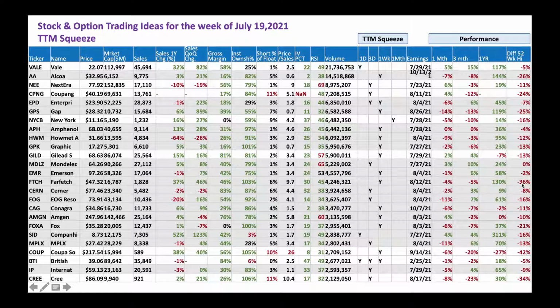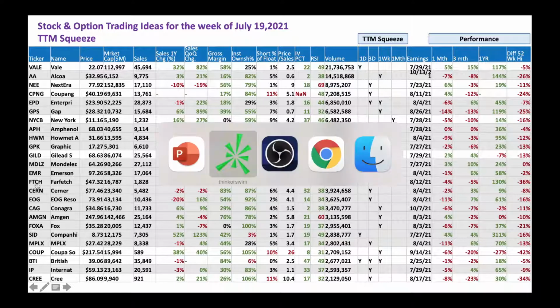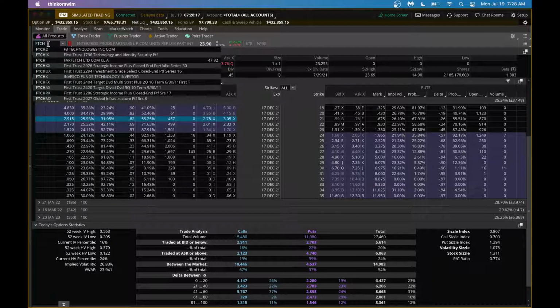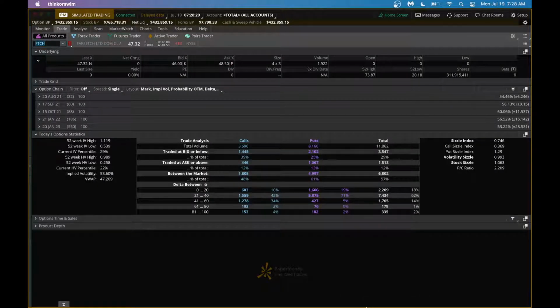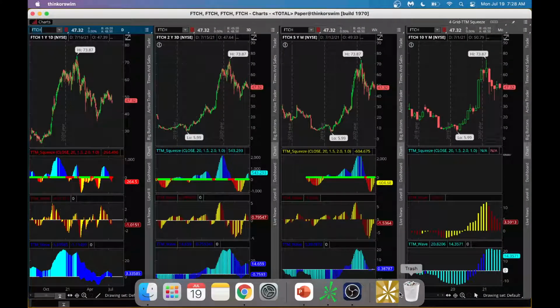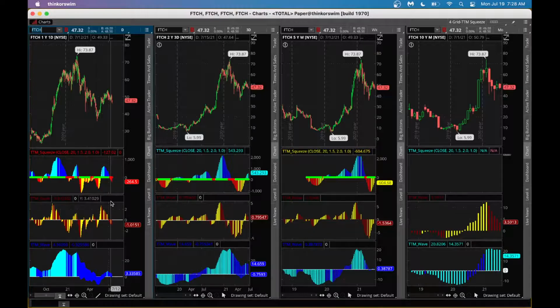Farfetch looks like it's down 36% from 52-week high. It's a good company. Of late, it's been dropping a little bit. Let's look at Farfetch and see if it's worth making a trade here. FTCH. So let's go into squeeze chart here. As you look at Farfetch here, we got a squeeze forming here in the 1-day chart.